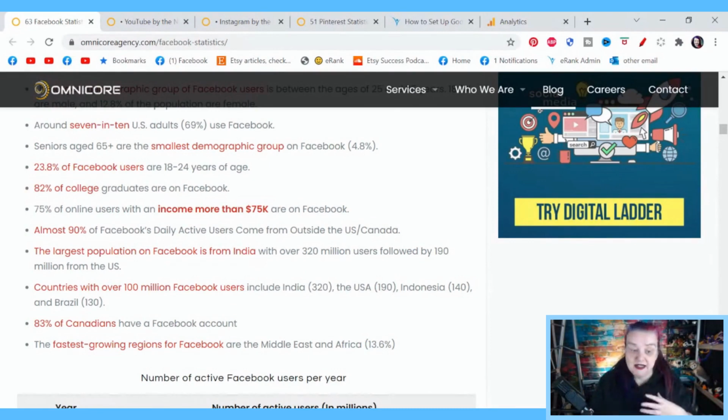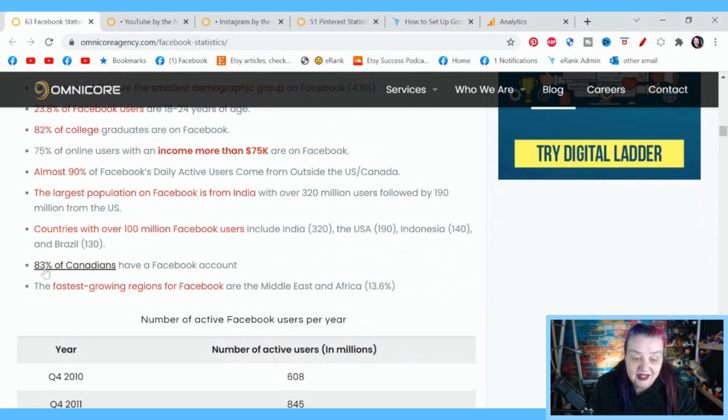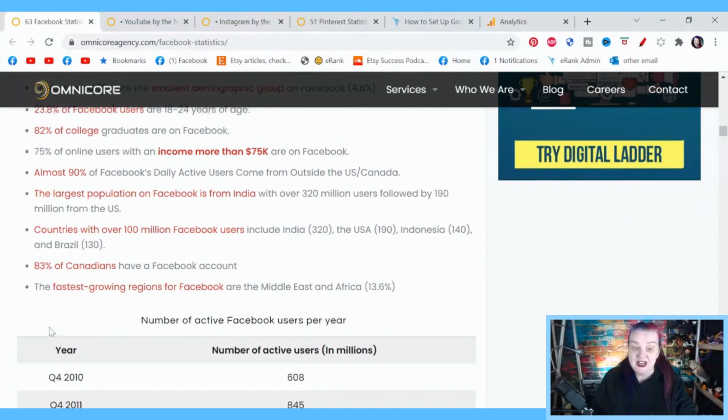Interesting. Etsy isn't, but they've said that Etsy is going to be targeting India. India has the most users by a country mile. India has the most users on Facebook. So it's interesting if you want to hit this new market. Canadians like Facebook. That's good to know. So there we go. Interesting for Facebook.